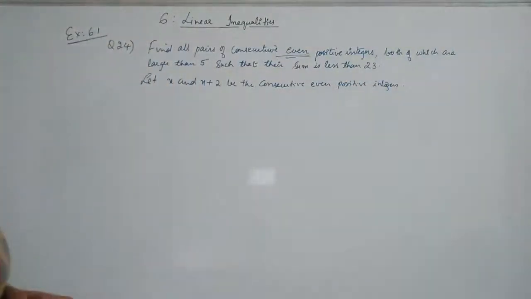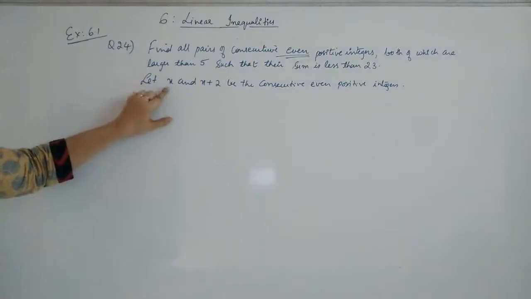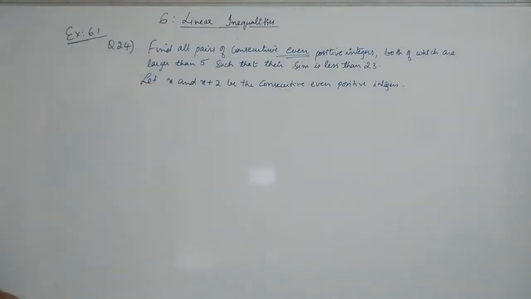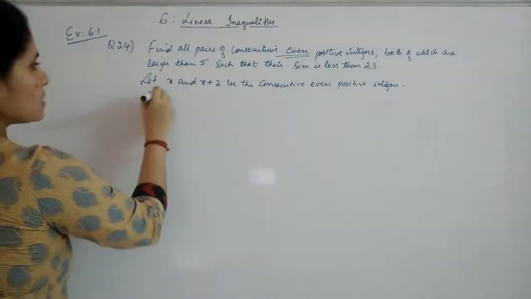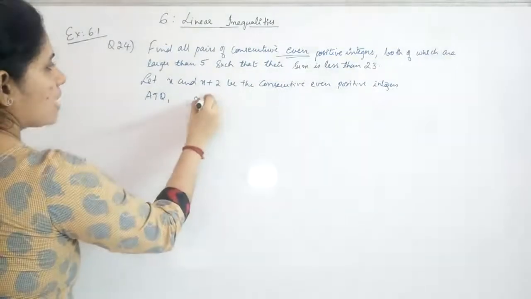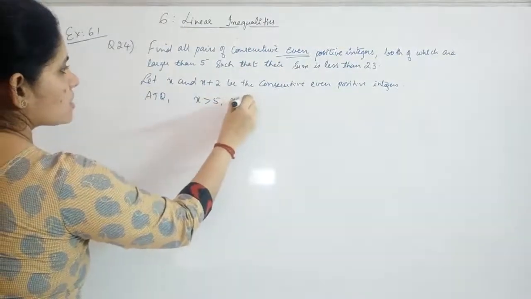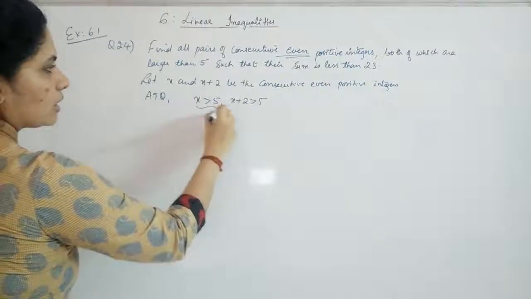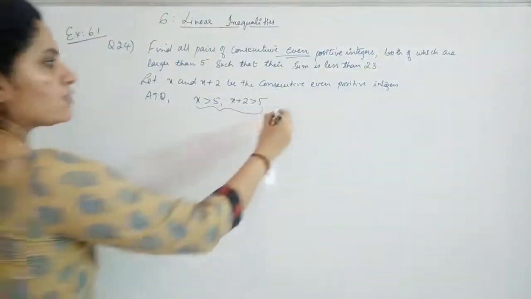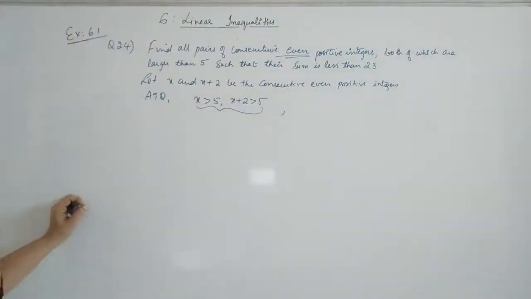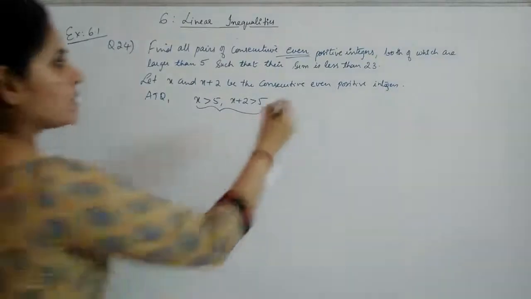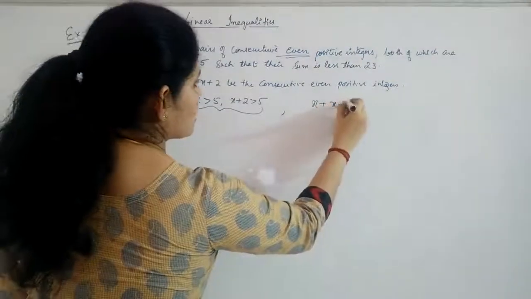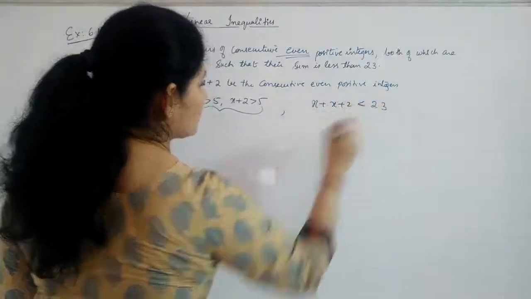Now the next thing they are saying is that both x and x plus 2 will be larger than 5. So according to the question, you have one condition, which is x is greater than 5, as well as x plus 2 is greater than 5. Okay, both are larger than 5. And one more thing they have given is that their sum is less than 23. That means x plus 2 is less than 23.